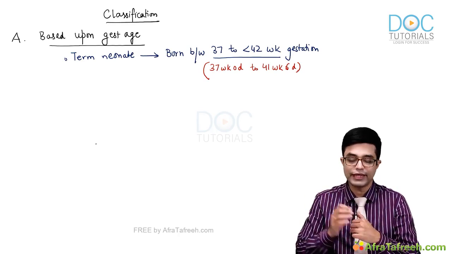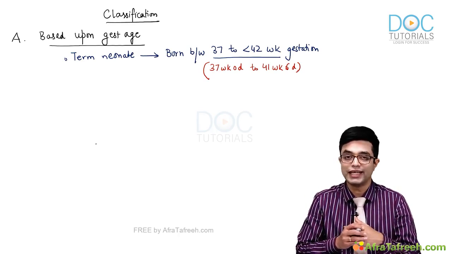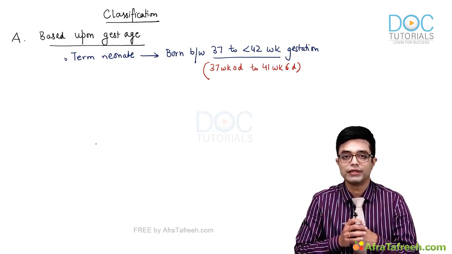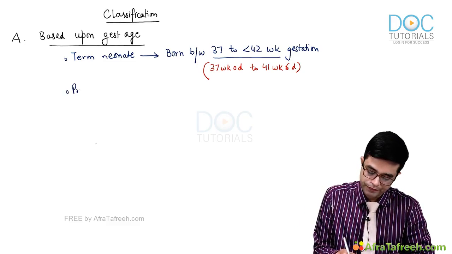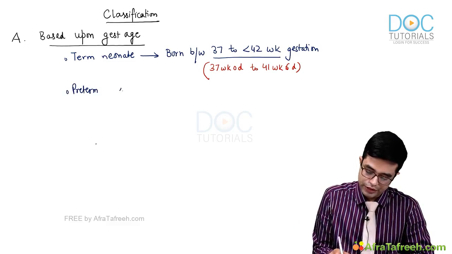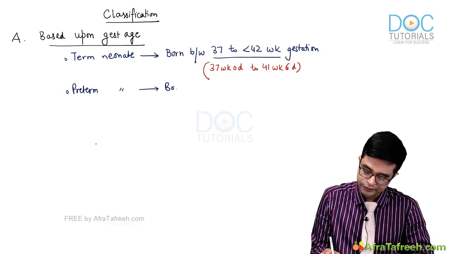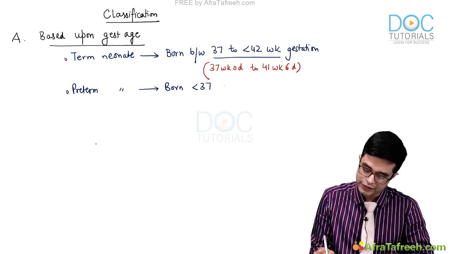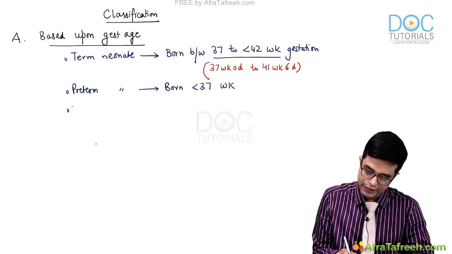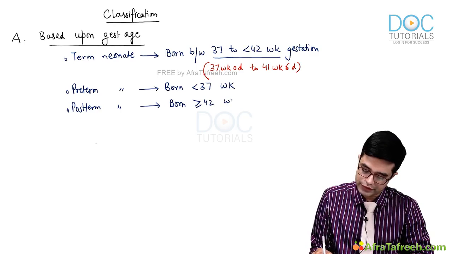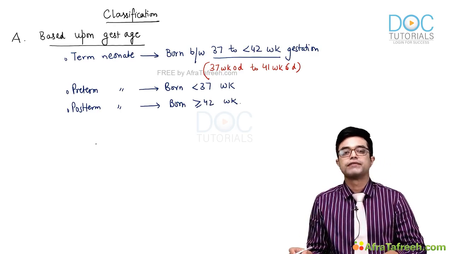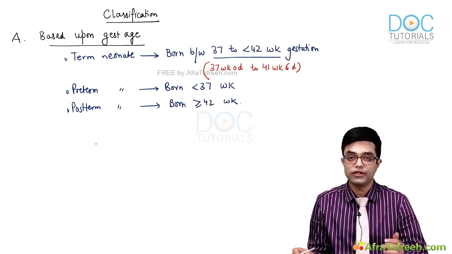A less than sign is often missed by some of the students and it creates problems in MCQs as well as in your vivas. So then we have a preterm neonate. A preterm neonate will be born obviously less than 37 weeks of gestation. And we have a postterm neonate who will be born at or beyond 42 completed weeks of gestation. So this is the first classification, which is based upon gestational age of the baby.